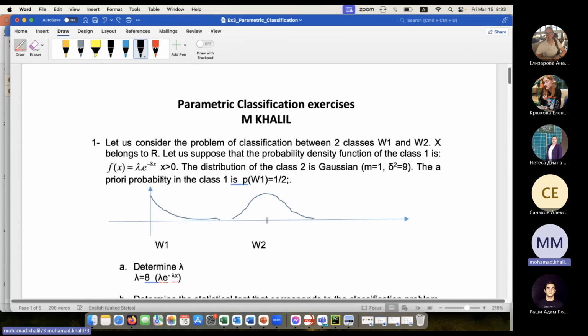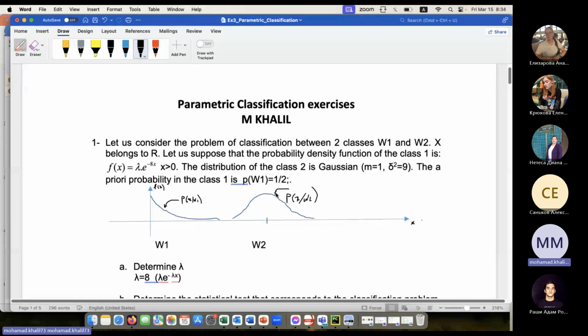Okay, if we plot the signal, the first one is exponential. This one is class 1, on the same axis x. Here you have x, and here you have f of x in general. The first curve is for class 1, p of x given class 1, and the second one is p of x given class 2. So this one is class 1, and this one is class 2.